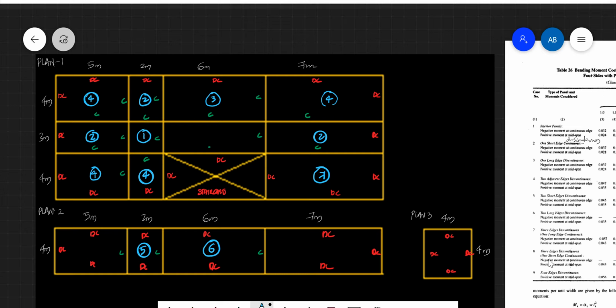Sorry, there are 3 edges discontinuous and 1 longer edge continuous. Here, 3 edges discontinuous and 1 longer edge continuous. That is, 3 edges discontinuous and 1 longer edge is continuous. That is panel number 7.